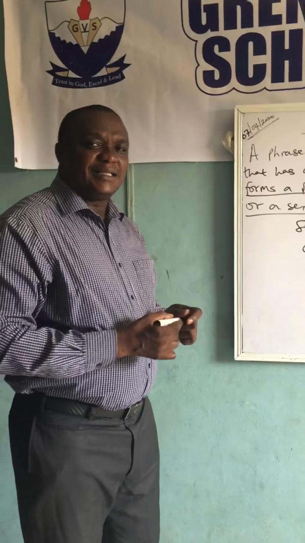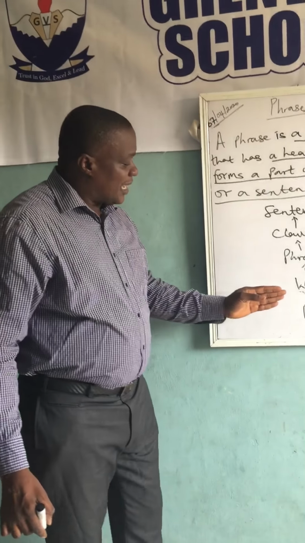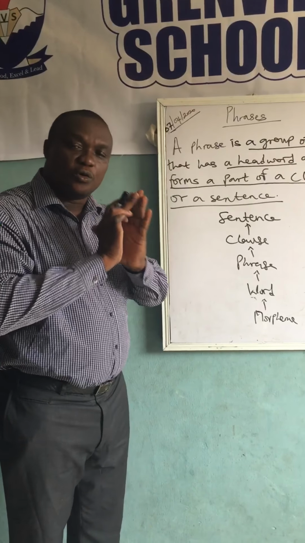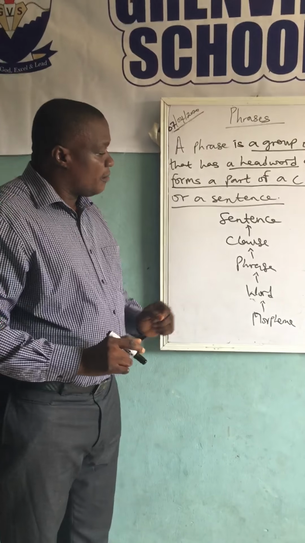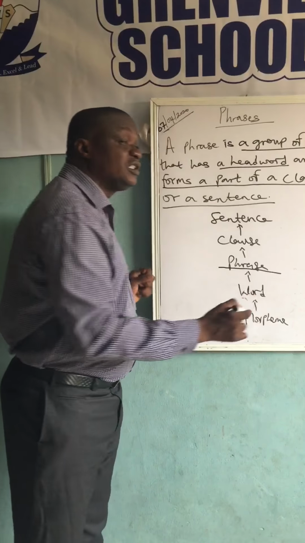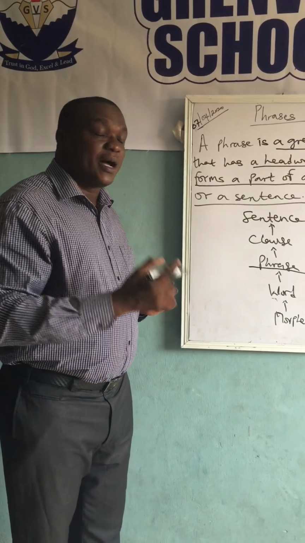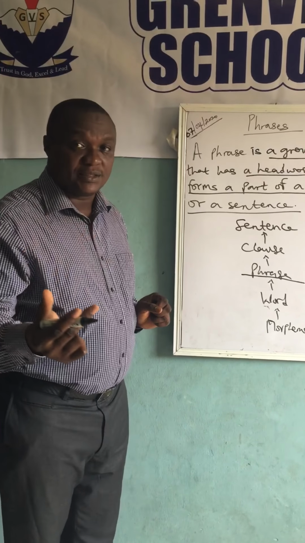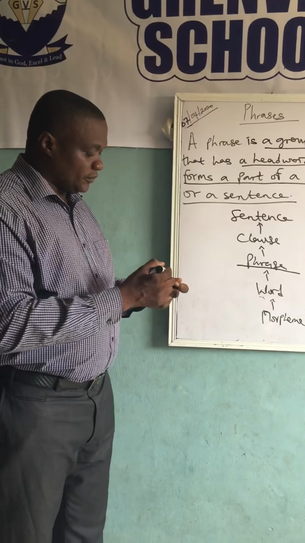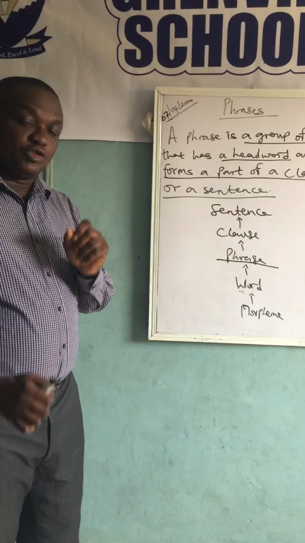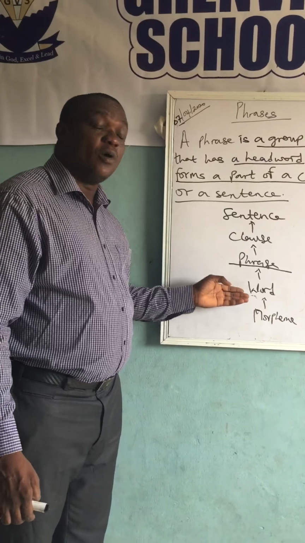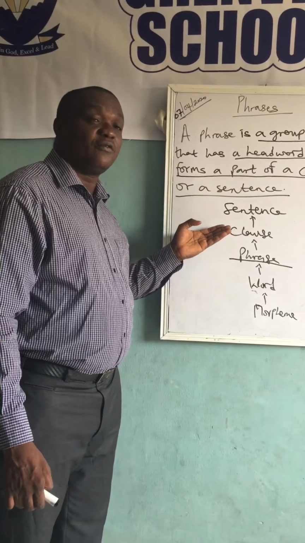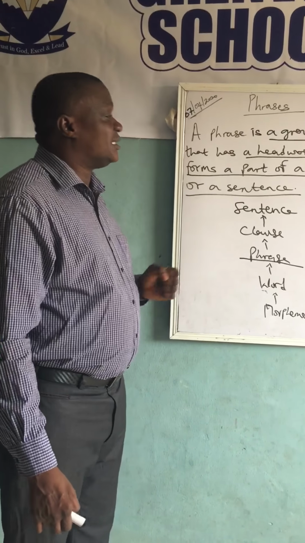Okay? At the level of the morpheme and the level of the word, we have just words and no group of words. But from the level of the phrase, it becomes a group of words. That is why a phrase is defined as a group of words. It has to be more than a word. In English, we usually say that one or two morphemes make a word, one or two words make a phrase, one or two phrases make a clause, one or two clauses make a sentence.